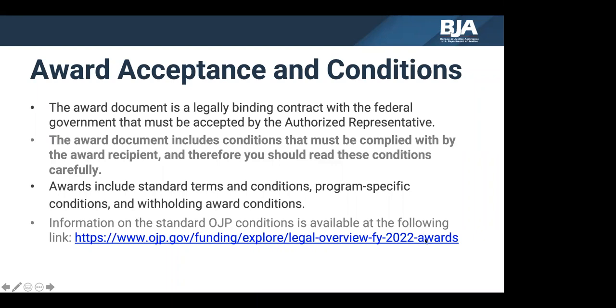Some standard conditions are applied to all awards, such as required compliance with the DOJ Grants Financial Guide and the uniform requirements found in Title 2, Part 200. There are also program-specific conditions and withholding conditions that we will discuss on the next two slides. This slide has a link to information on the standard conditions that apply to all FY21 awards.